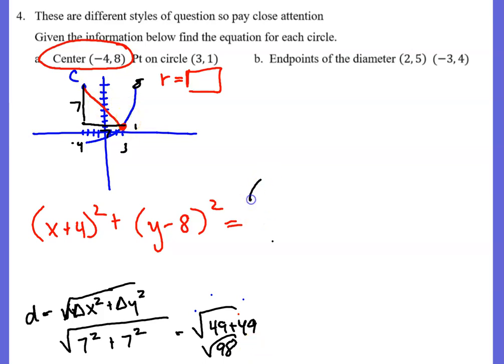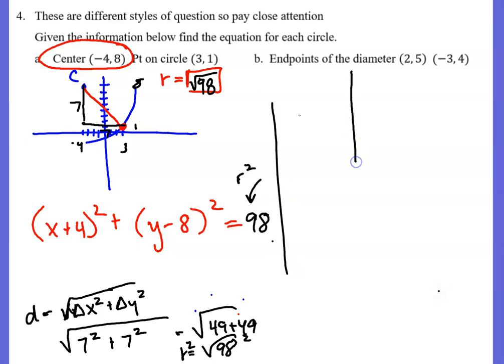But remember, your equation is radius squared, and so if this is the radius, the distance, and we're going to square it anyway, you don't need to simplify that. You're about to square it. Square root of something squared is just 98. So my radius ended up being root 98. But then I squared it, so I didn't really need to simplify it because I was going to square it anyway.